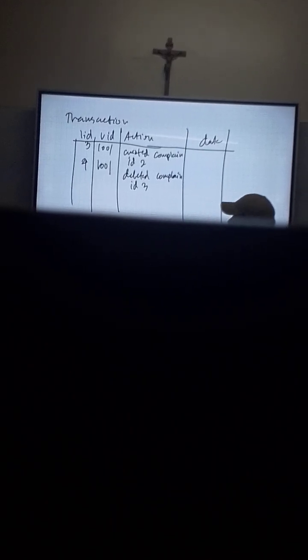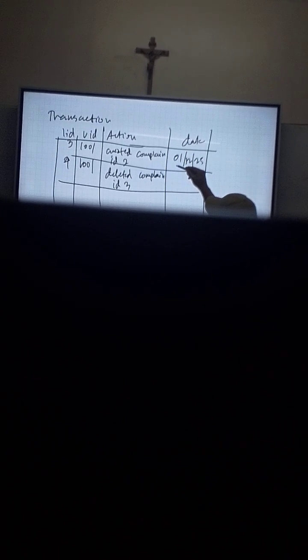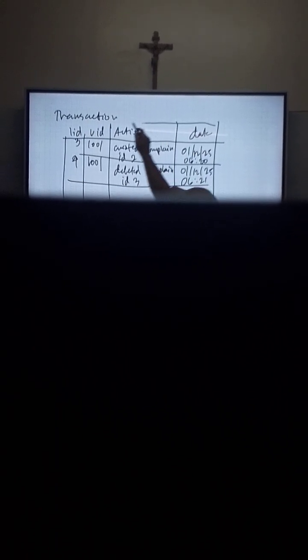ID 2. Now they added a complaint. Log ID number 4, 101 again. Then another one, they deleted a complaint. Put here, deleted complaint, ID 3. So a different complaint was deleted. So these each have a different timestamp. The date here is 01, 12, 25, at 6:20 in the afternoon. Then the next one has the same date but different time. So this is an example of logs.